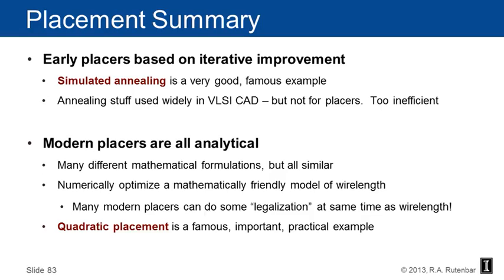Modern placers are all analytical. You write some kind of a big equation and you minimize it directly with numerical methods. And all of these things are really based on what model of the wire length you can work out. And it turns out there's lots of different ways of doing that. Many modern placers can do some legalization at the same time as the wire length. The quadratic placement is a very famous, important example. We took the quadratic placement and we did an interesting recursive partitioning kind of a scheme to get it to be a real, almost real final placement.